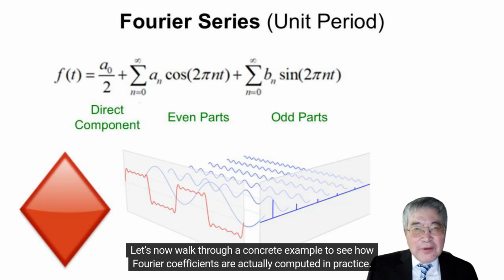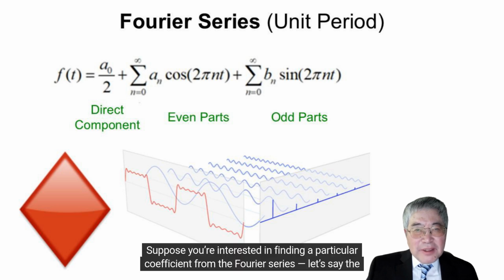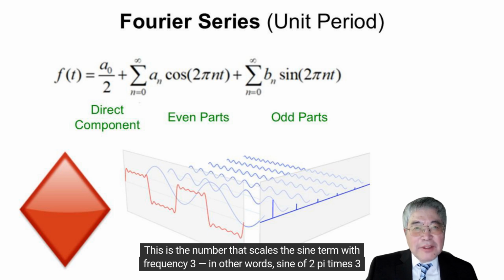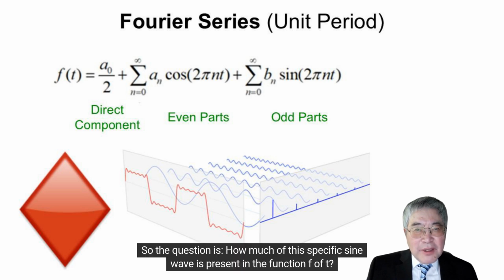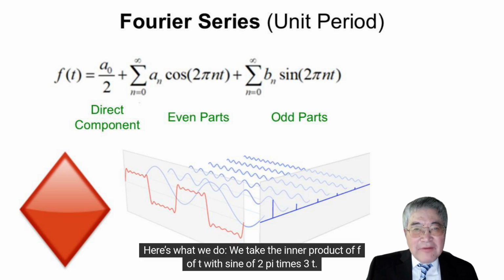Let's now walk through a concrete example to see how Fourier coefficients are actually computed in practice. Suppose you're interested in finding a particular coefficient from the Fourier series, let's say the coefficient b3. This is the number that scales the sine term with frequency 3, in other words, sine of 2 pi times 3t. So the question is, how much of this specific sine wave is present in the function f of t? To answer this, we use a technique we've now seen several times, the inner product. Here's what we do. We take the inner product of f of t with sine of 2 pi times 3t.